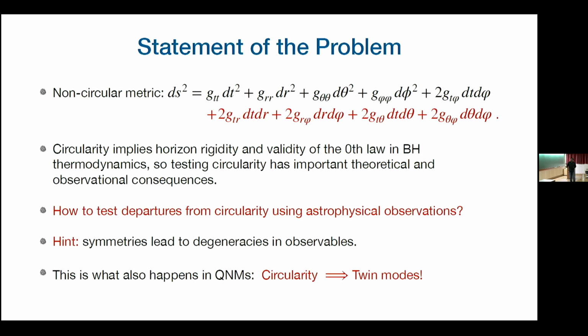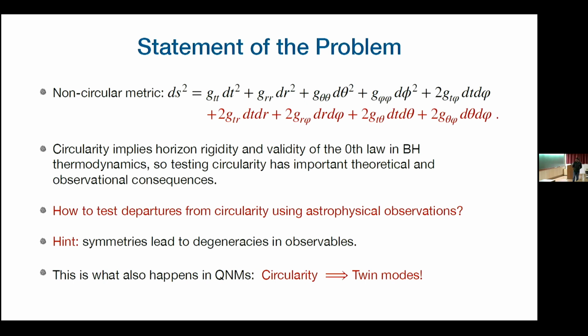And testing them is very useful because circularity implies various theoretical and observational consequences, like horizon rigidity and validity of black hole thermodynamics, etc. So you are indirectly constraining deviations from these theorems or these results also. But how to test it? We can take a hint from our knowledge of classical mechanics or quantum mechanics, where we know that symmetries in the spacetime always give rise to degeneracies of observables. And similarly, the same thing happens here.